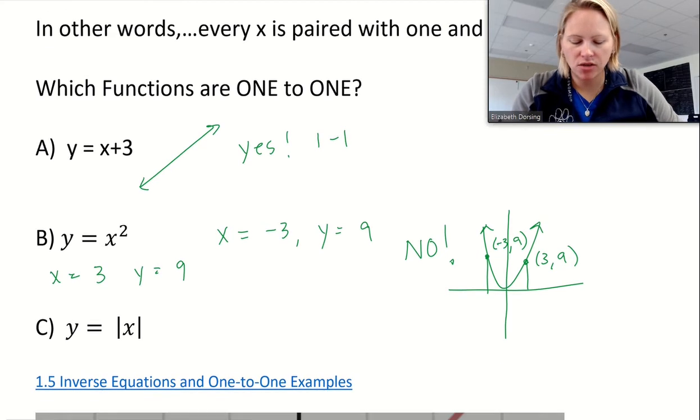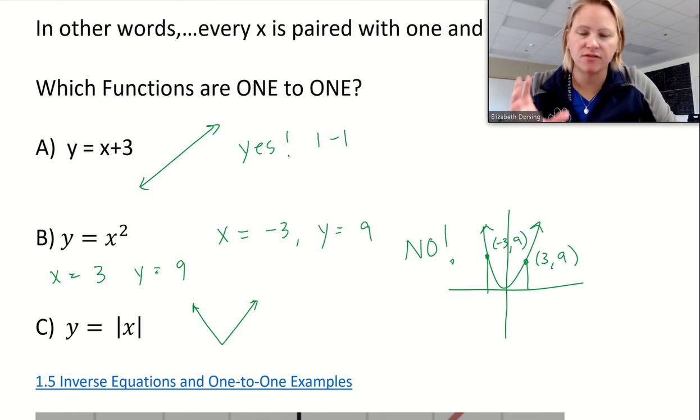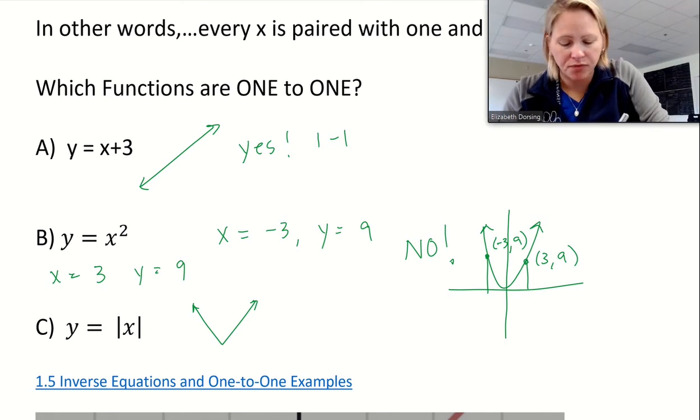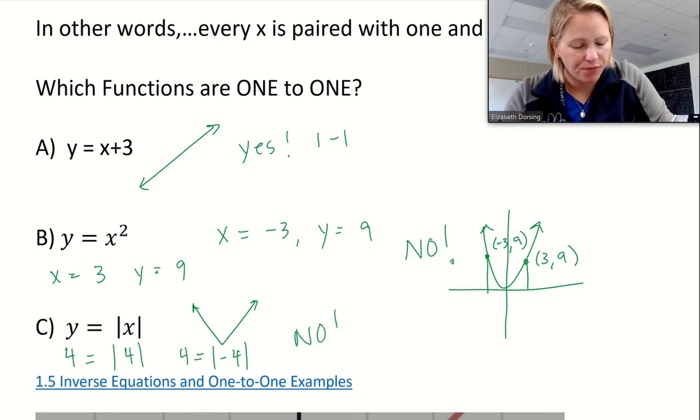The last example here is the absolute value. And similar to equation B here, this has that absolute value graph. It's a V-shaped graph, and it's very similar to the parabola with regard to this question. If you plug in 4, you get 4 back, right? But it also works when you have -4. So while this is a function, it is not a one-to-one function. So I'm going to say no.